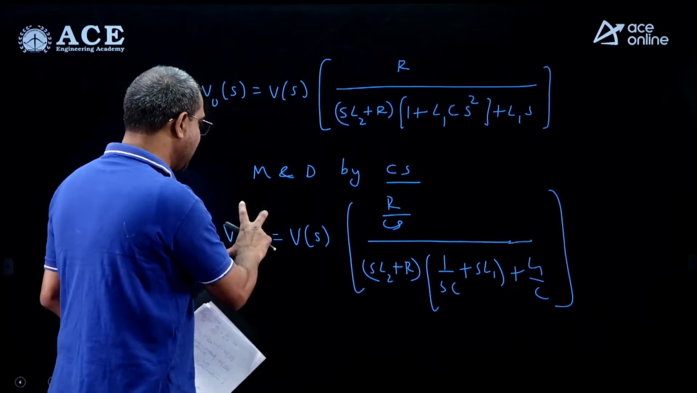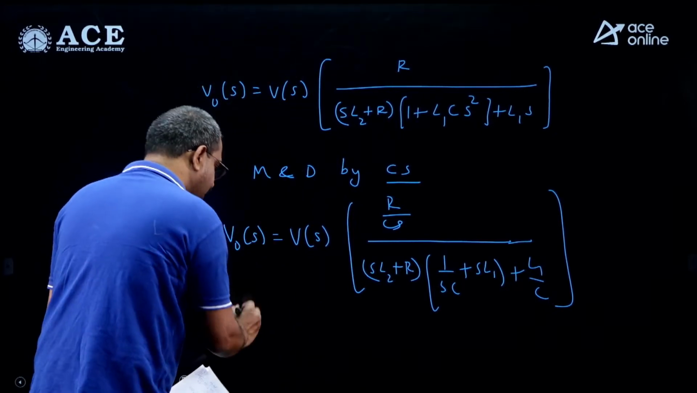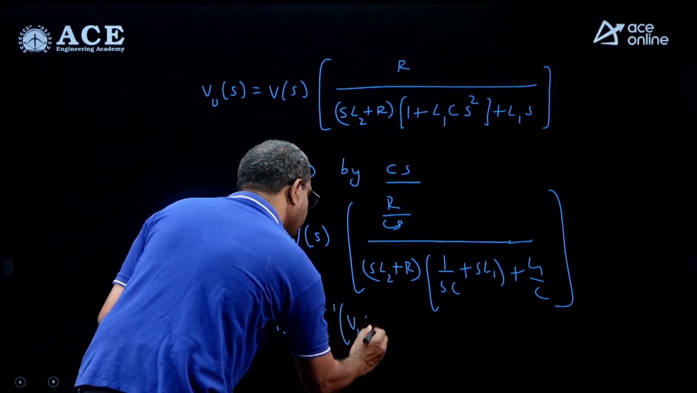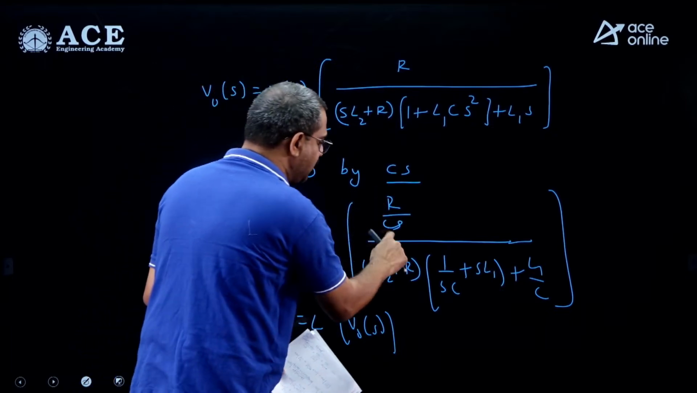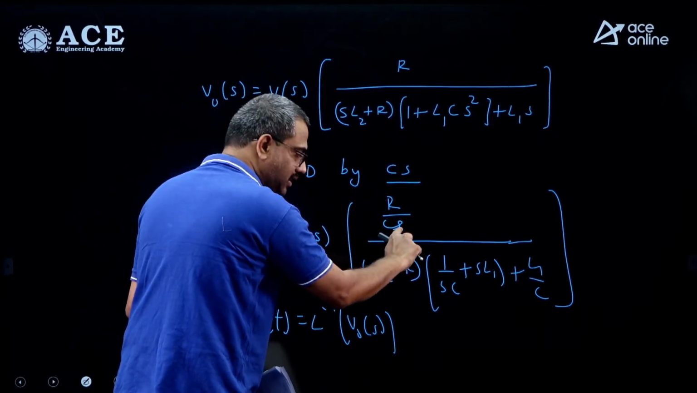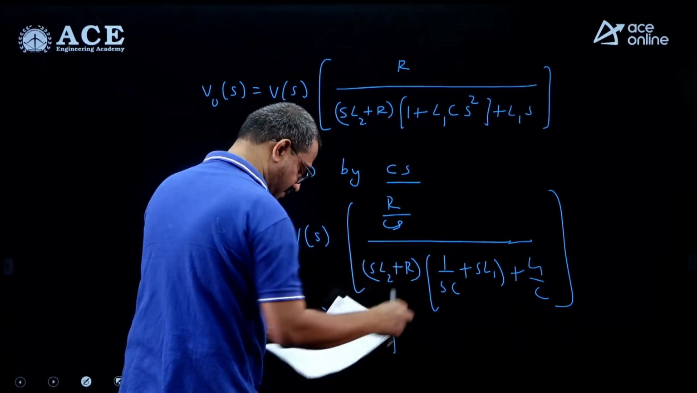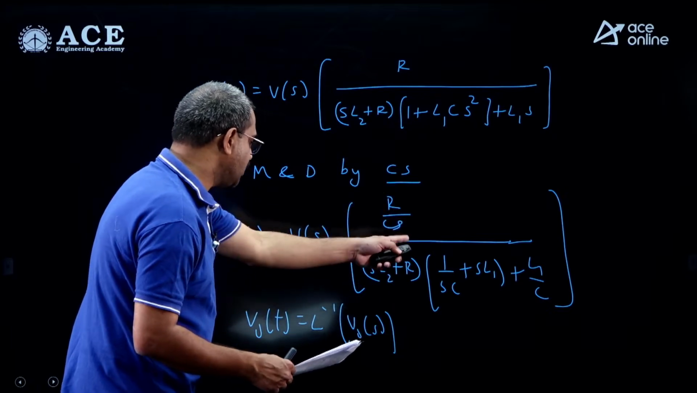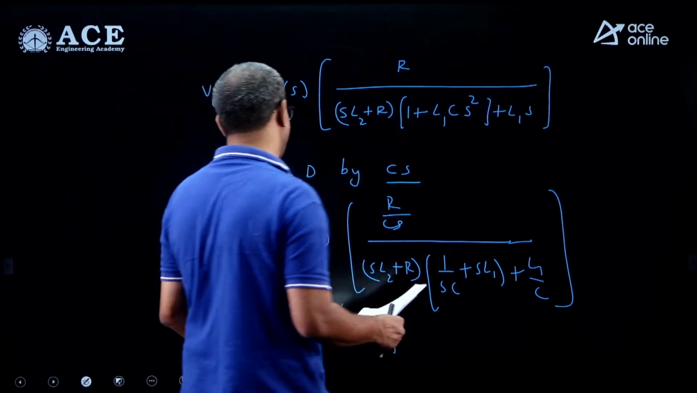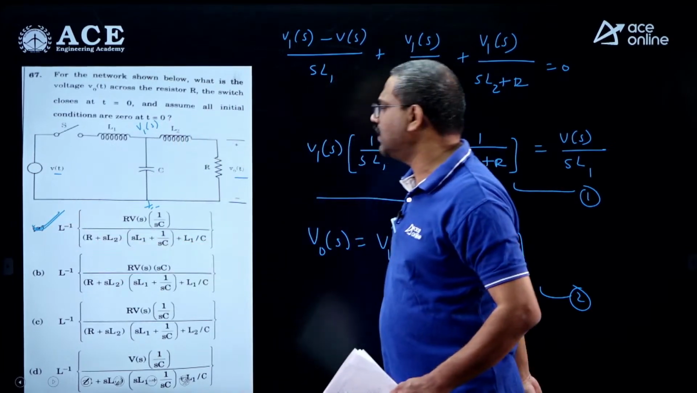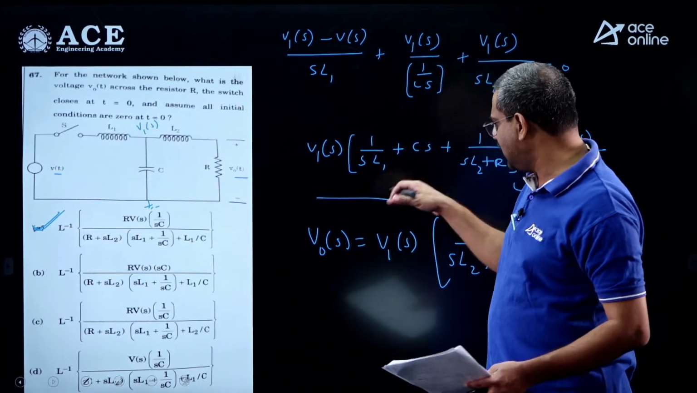And finally, Vo of t will be the inverse Laplace of Vo of S. If you do that, R by C, this you will get V of S, that is inverse Laplace of V of S, R by CS, remember. And if you take LCM further, you will get this, inverse Laplace of this, and the option is A. Maybe here the student gave the correct answer. Option is A. But it's a lengthy derivation.